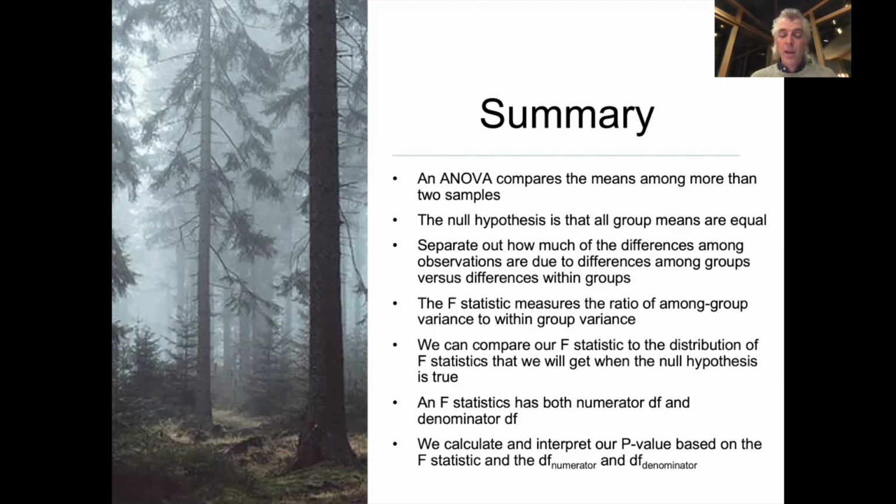We then, like with our other statistical tests, can compare our F statistic to the distribution of F statistics that we would get when the null hypothesis is true, and use that to determine what our p-value is for our statistical test. Now, it's important to remember that an F statistic has both a numerator and a denominator degrees of freedom associated with it. And so when we calculate our p-value then, we're doing that relative to an F statistic that has a certain numerator degrees of freedom and denominator degrees of freedom.